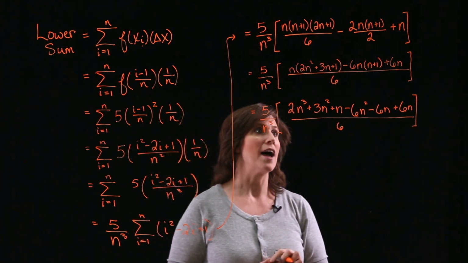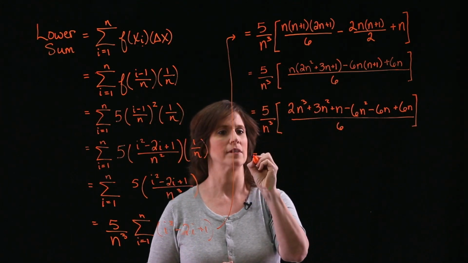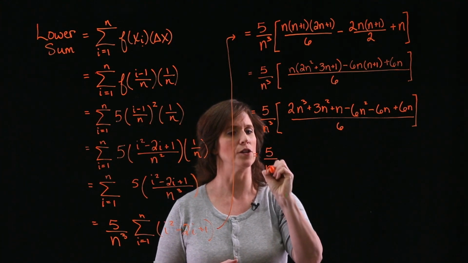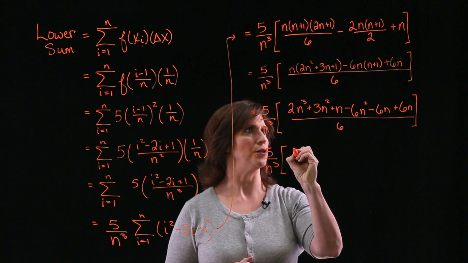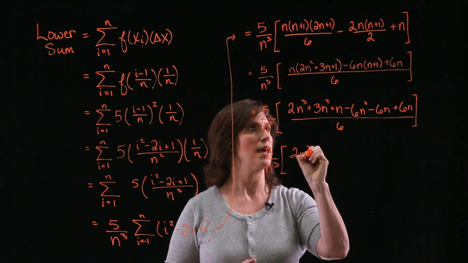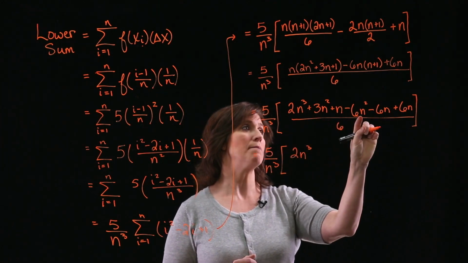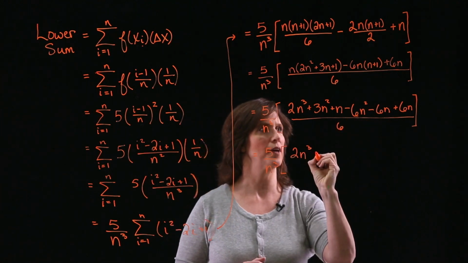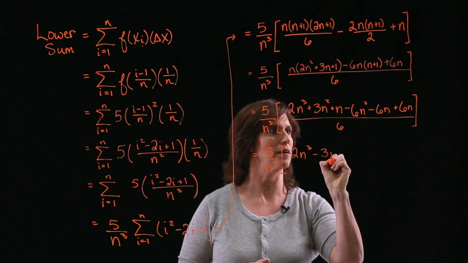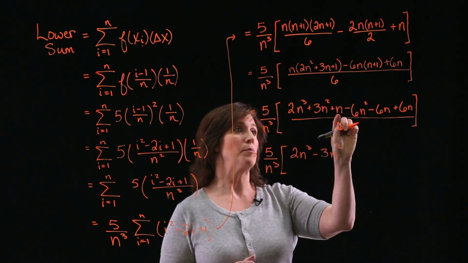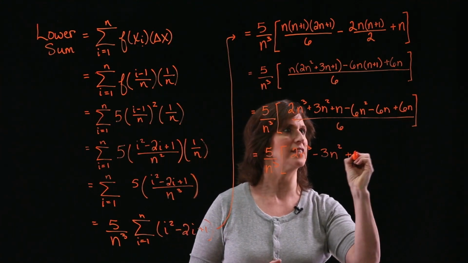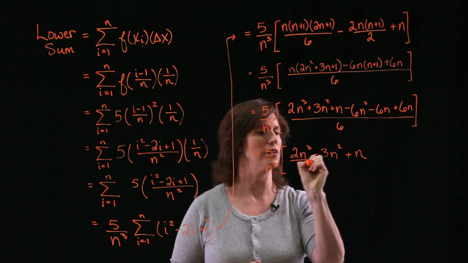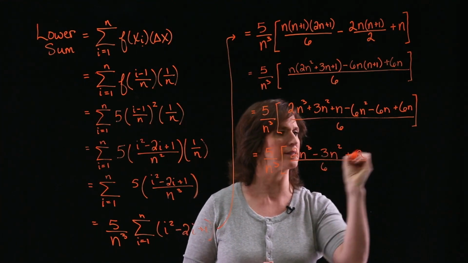Now in the numerator, I notice I can combine some terms. So I've got 5 over n cubed times 2n cubed, and I have a 3n squared and a minus 6n squared, which will give me a minus 3n squared. And I have a plus n, a minus 6n, and a plus 6n, so that'll just give me plus n. And all of that is over 6.